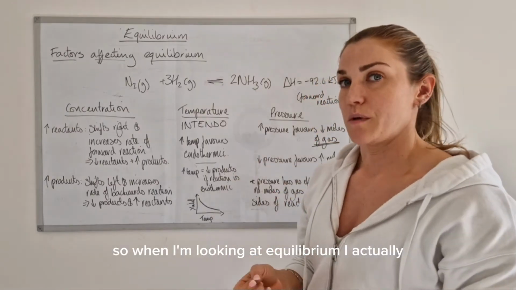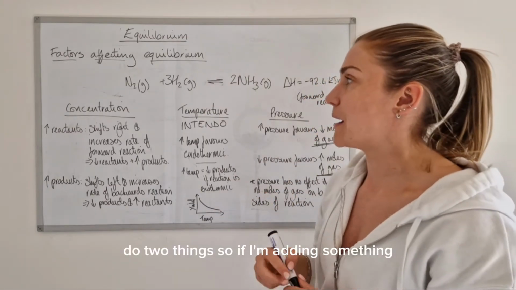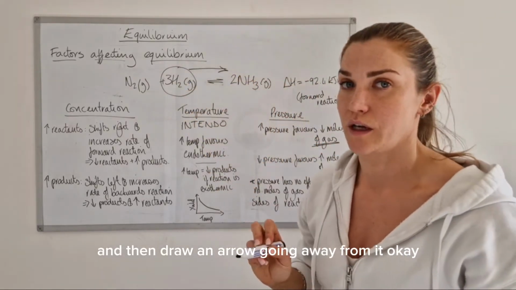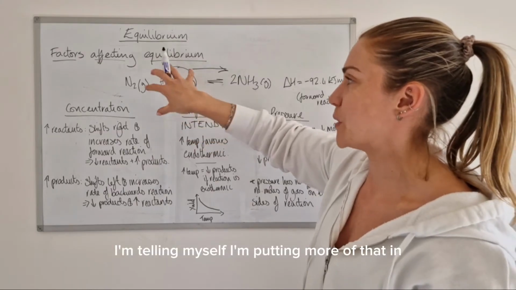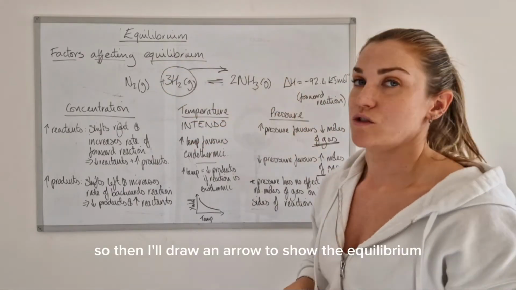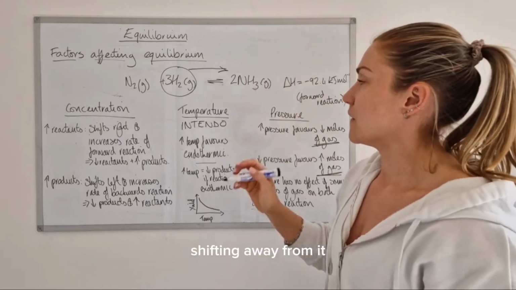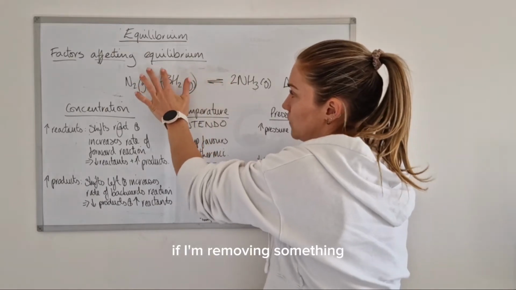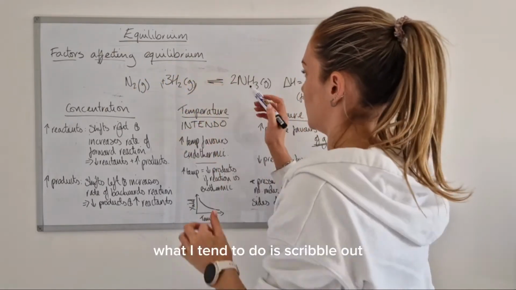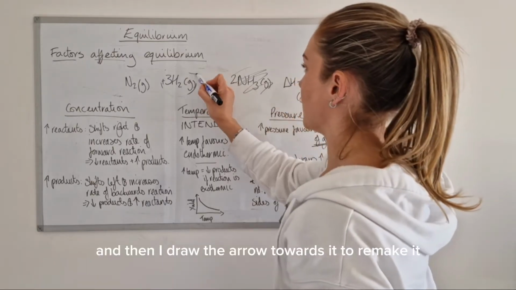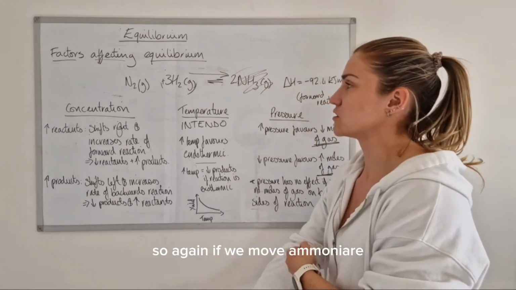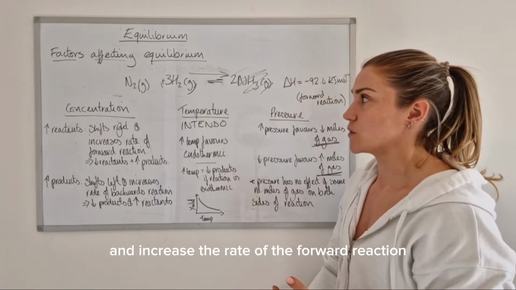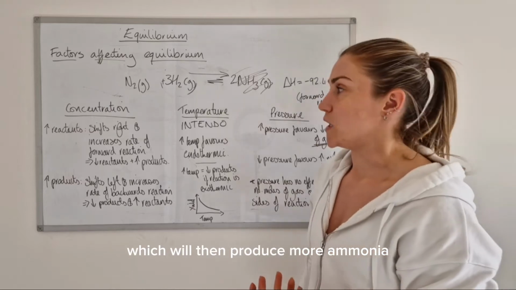So when I'm looking at equilibrium, I actually do two things. If I'm adding something, I'll circle it and then draw an arrow going away from it. Because if I circle it, I'm telling myself I'm putting more of that in. Then I'll draw an arrow to show the equilibrium shifting away from it, and that will show me the equilibrium shifting to the right. If I'm removing something, I tend to scribble it out, and then I draw the arrow towards it to remake it. So again, if we remove ammonia, that's going to shift the equilibrium to the right and increase the rate of the forward reaction, which will then produce more ammonia.